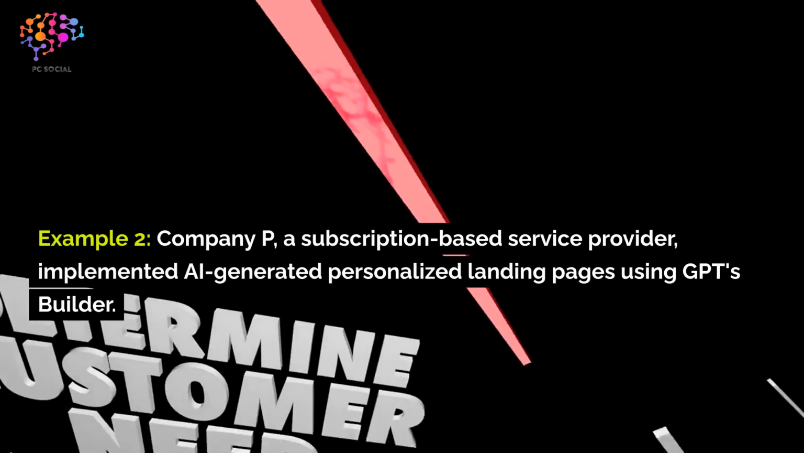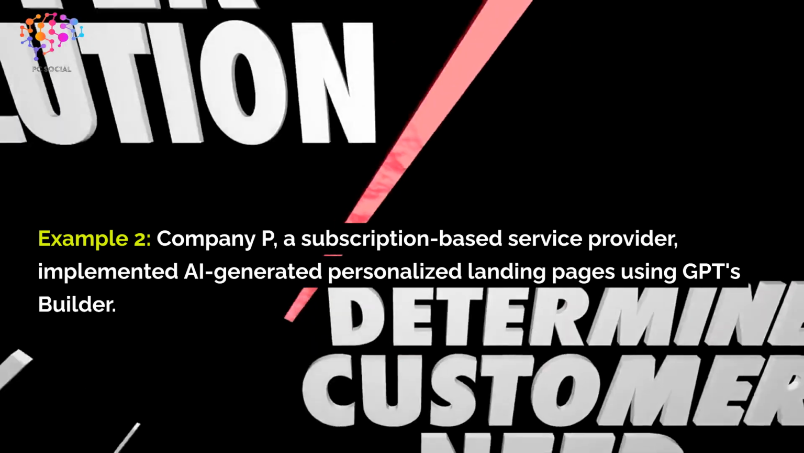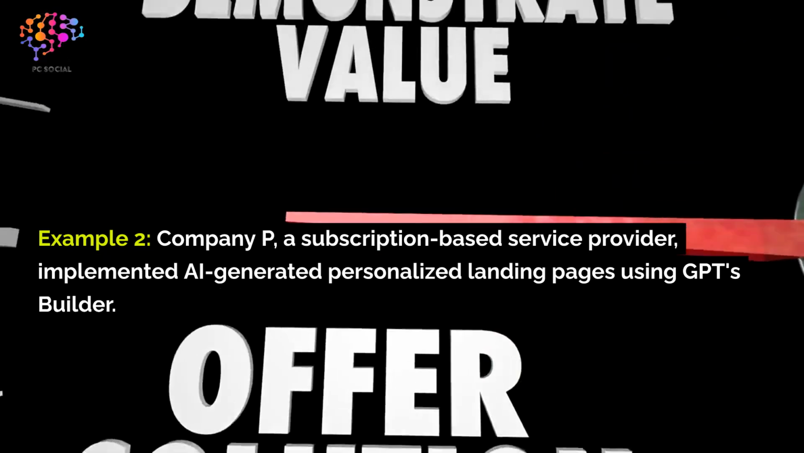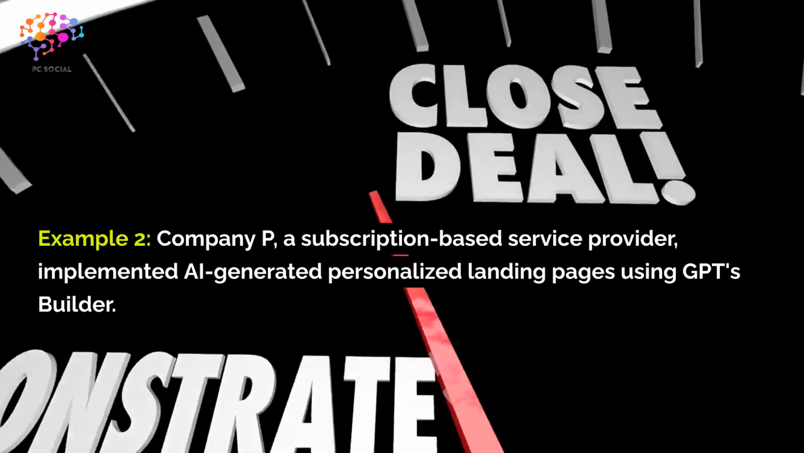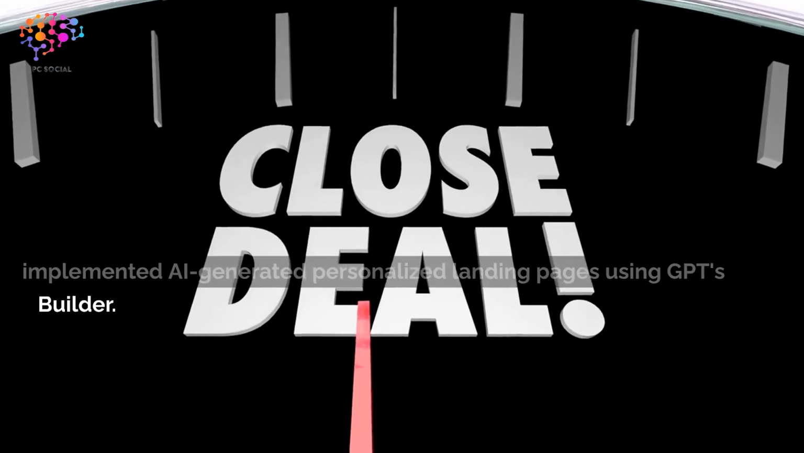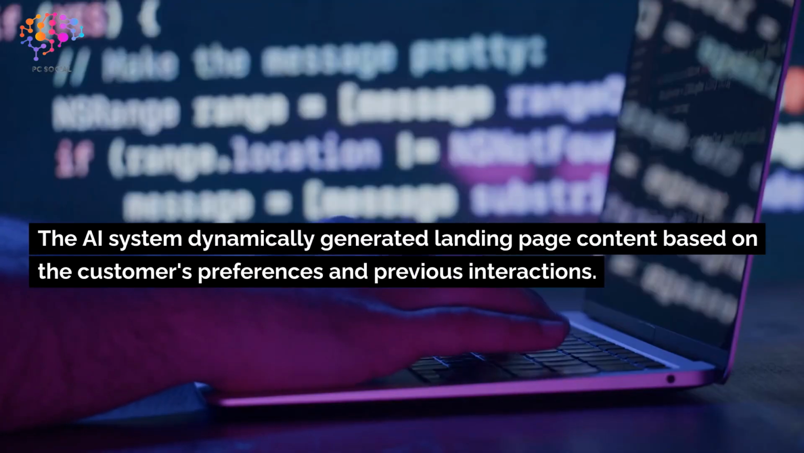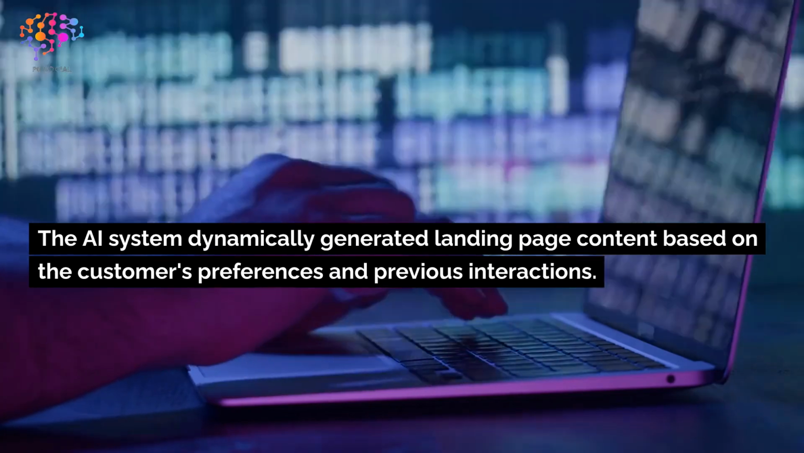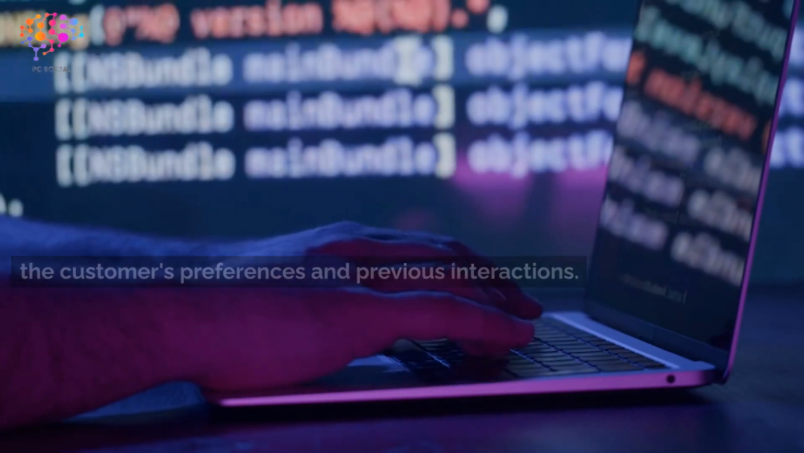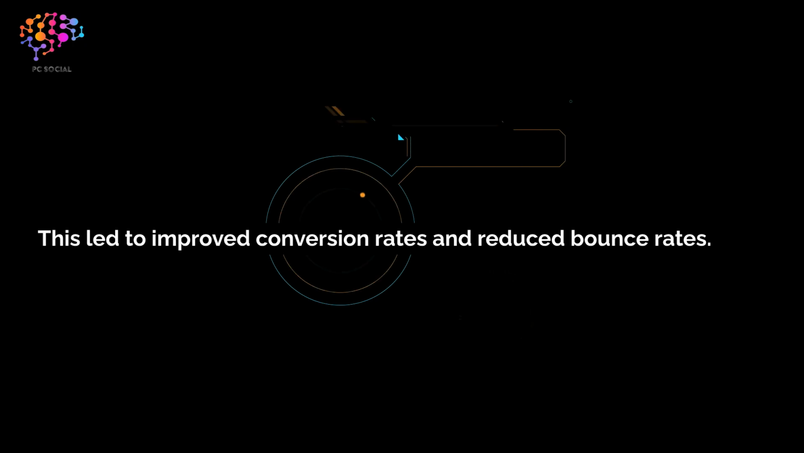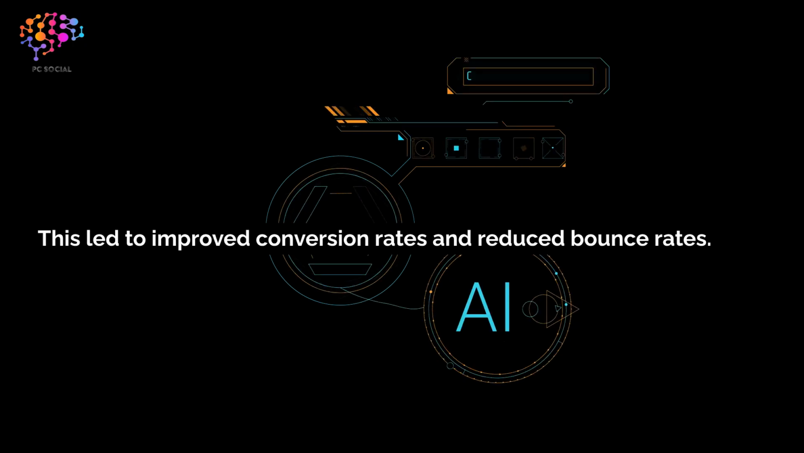Example 2. Company P, a subscription-based service provider, implemented AI-generated personalized landing pages using GPT's Builder. The AI system dynamically generated landing page content based on the customer's preferences and previous interactions. This led to improved conversion rates and reduced bounce rates.